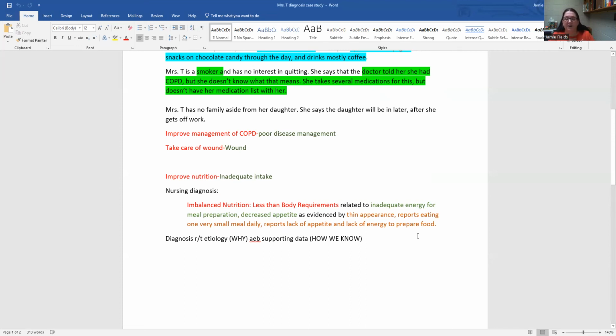She appears thin and frail. She reports eating one small meal daily, reports lack of appetite and lack of energy. This is your 3-part nursing diagnosis. Remember that the etiology, related to, is why the patient has the problem. This is how we know. Don't mix those up. I see a lot of students mixing those up.